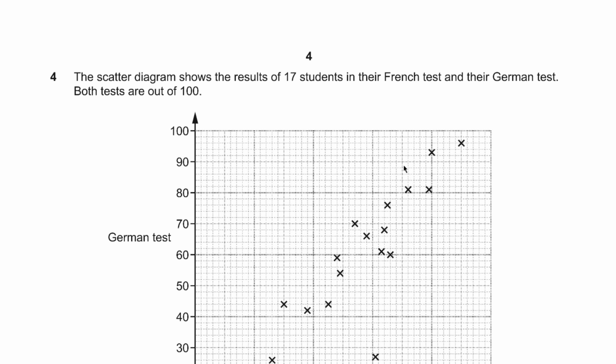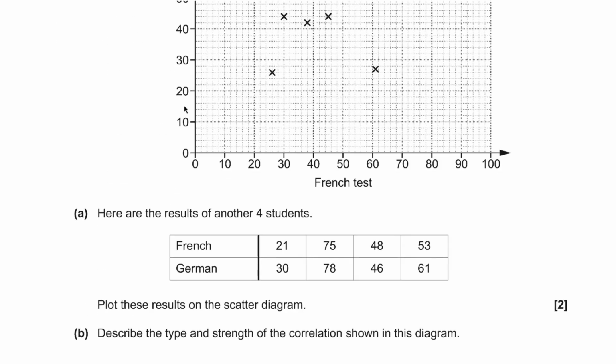Question number 4. The scatter diagram shows the results of 17 students in their French test and their German test. Both tests are out of 100. Part A, here are the results of another 4 students. We have to plot these results on the scatter diagram. Well, we've got French 21 and German 30.